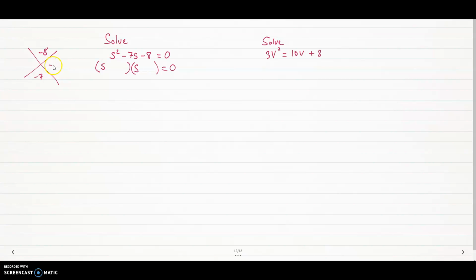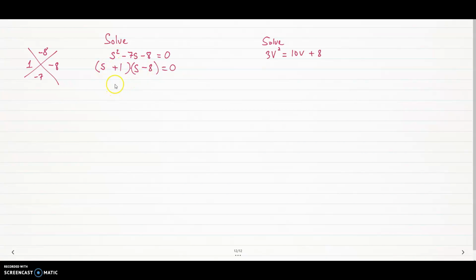That could be minus 8 and plus 1, because minus 8 times 1 gives me minus 8, and minus 8 plus 1 gives me minus 7. So I have plus 1 and minus 8 as the two numbers. And now we have two factors multiplied together equal to 0. Then we can apply the zero factor property.